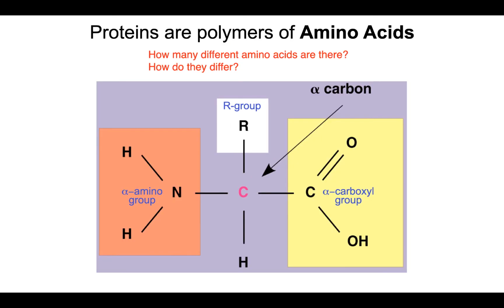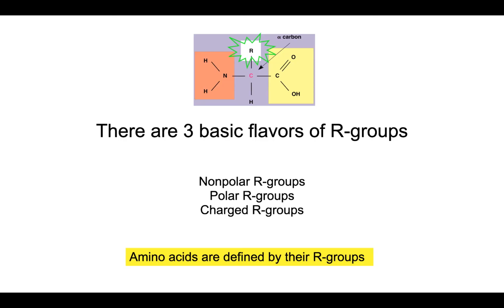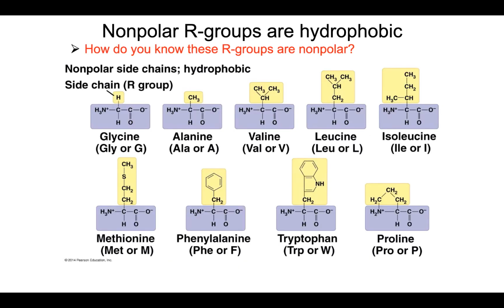Now, let's get back to the R groups here. There are 20 different amino acids, and therefore there are 20 different R groups, but based on the chemical characteristics of those R groups, we can sort the 20 amino acids into 3 categories: amino acids with nonpolar R groups, amino acids with polar R groups, and amino acids with charged R groups. So let's take a look at the amino acids with nonpolar R groups.